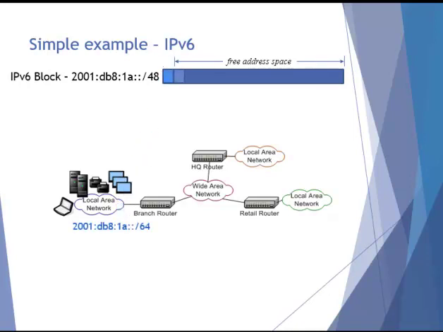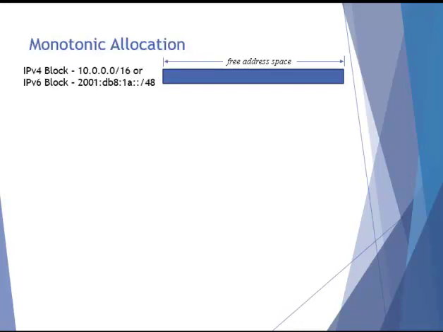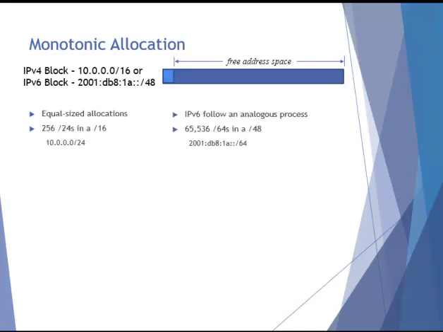I could take the 0 subnet, assign it to my branch, the network number 1 to my retail, and then address 2, which is shown in the address 2001:DB8:1A:2. So in this way I can do a very similar approach, whether it's IPv4 or IPv6, and really what we're illustrating is a monotonic allocation here. So I'm taking the address space I get from my ISP, and I'm just going to take that subnet ID between those two fields and just carve it up into equal sized chunks.